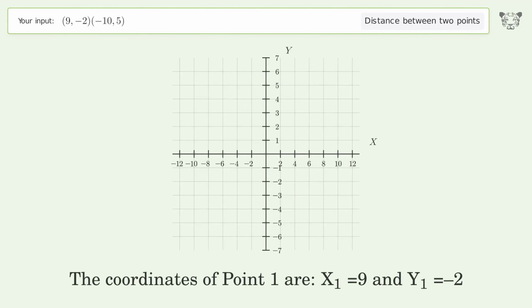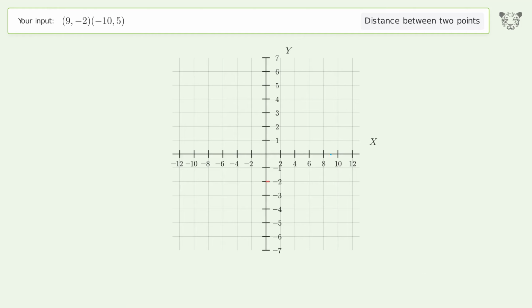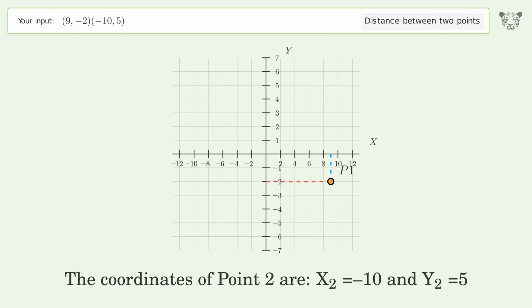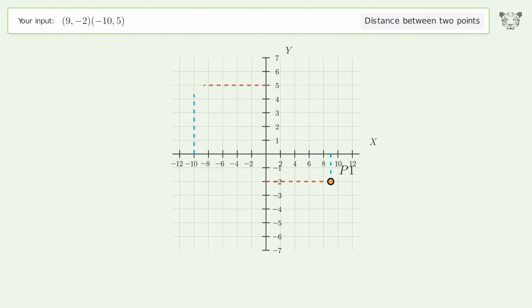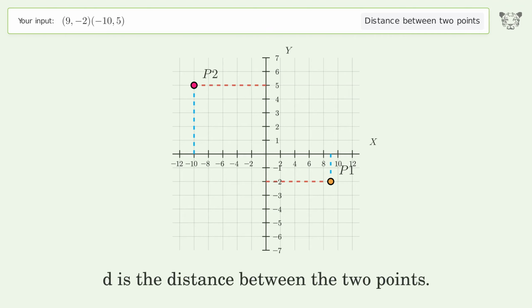The coordinates of point 1 are x1 equals 9 and y1 equals -2. The coordinates of point 2 are x2 equals -10 and y2 equals 5. D is the distance between the 2 points.